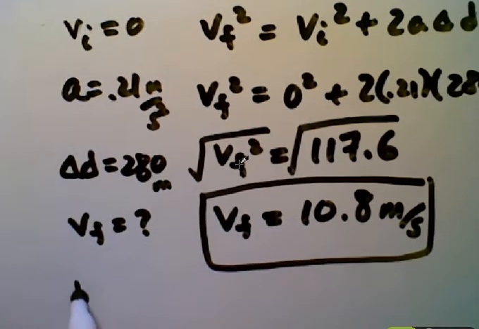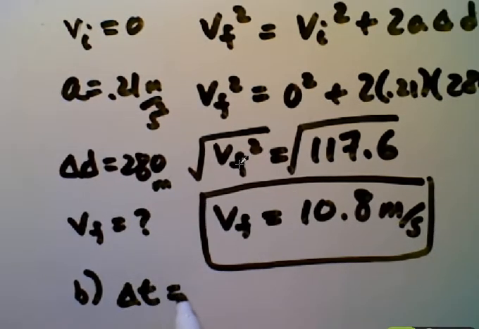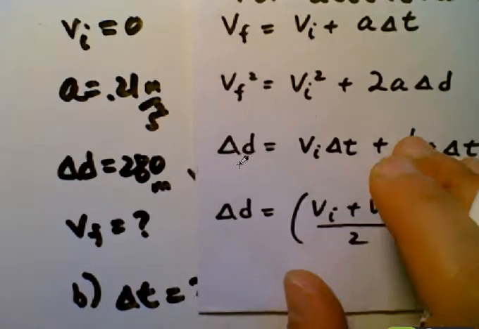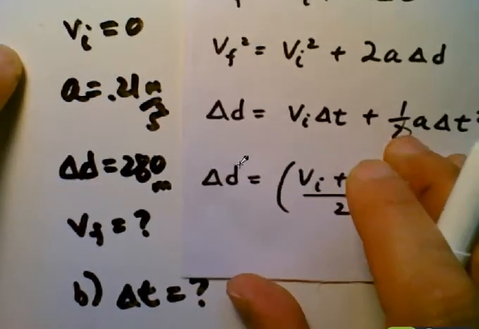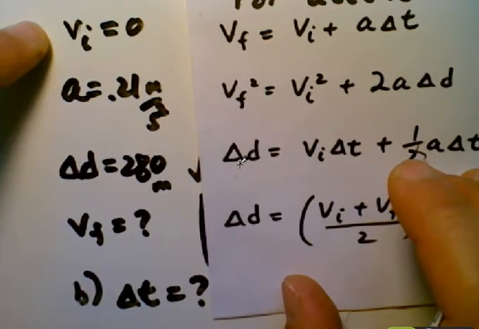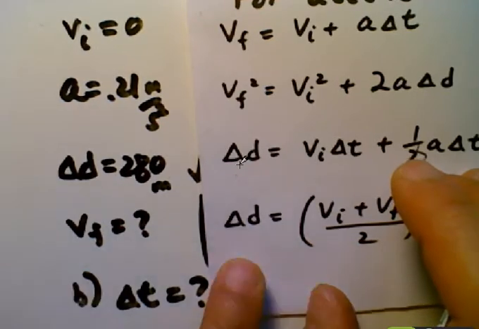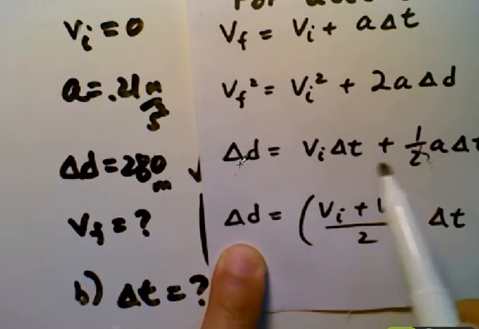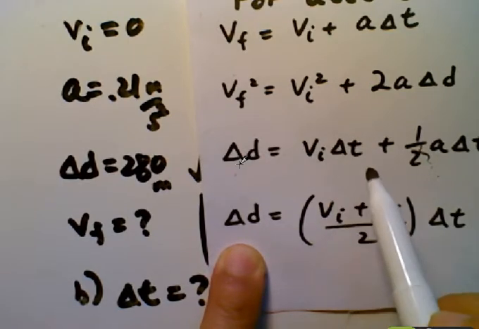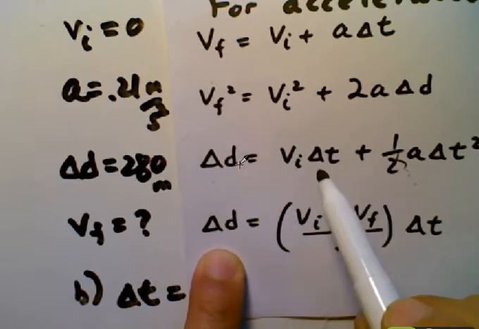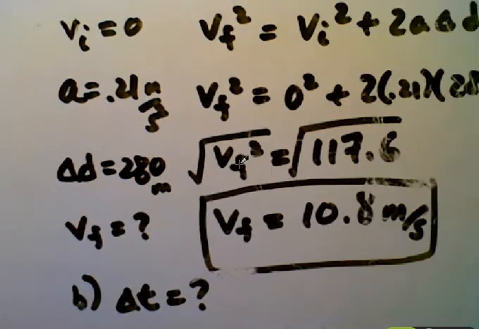Part B, solve for the time. Now in Part B, we need the time, and we have VI, A, delta D. VI 0, A 0.21, delta D 280, and so the only unknown in this equation is the time. So we have 3 numbers and 1 unknown. We're going to choose the third equation.